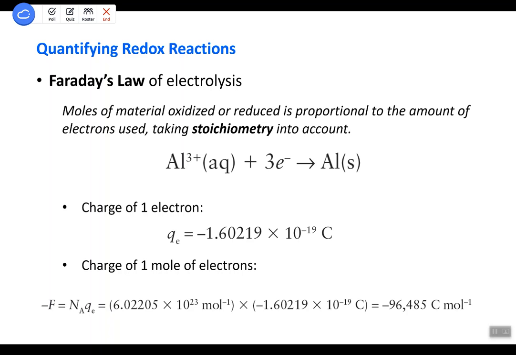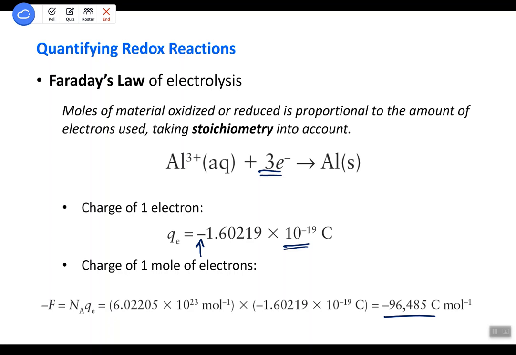We've been balancing these half reactions. For example, aluminum 3+ requires 3 electrons to be reduced to aluminum solid. Well, if we want to produce 1 mole of aluminum, we need 3 moles of electrons. And the charge of 1 electron is really small. You can see the little negative sign there. It's an electron, it has a negative charge. But that's a really small number.